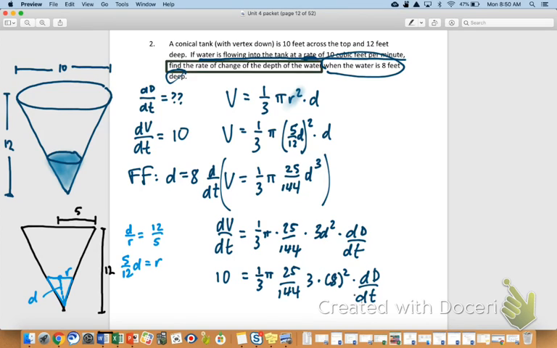What would be the units on dD/dt? Not feet squared. Not feet cubed either. Feet per minute. Yep, it'd be feet per minute. Okay. I thought we were going to finish it. We came within a minute.